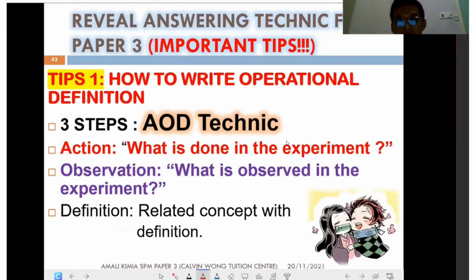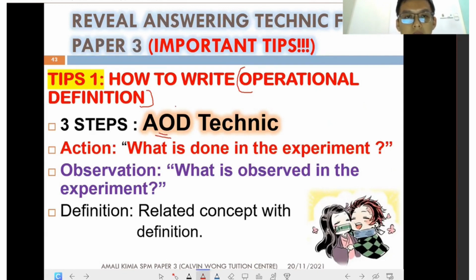Okay, so now we are going to the technique: how to answer Paper 3. This one is important. Remember how to write the operational definition. Okay, operational definition. You remember the 3-step method.